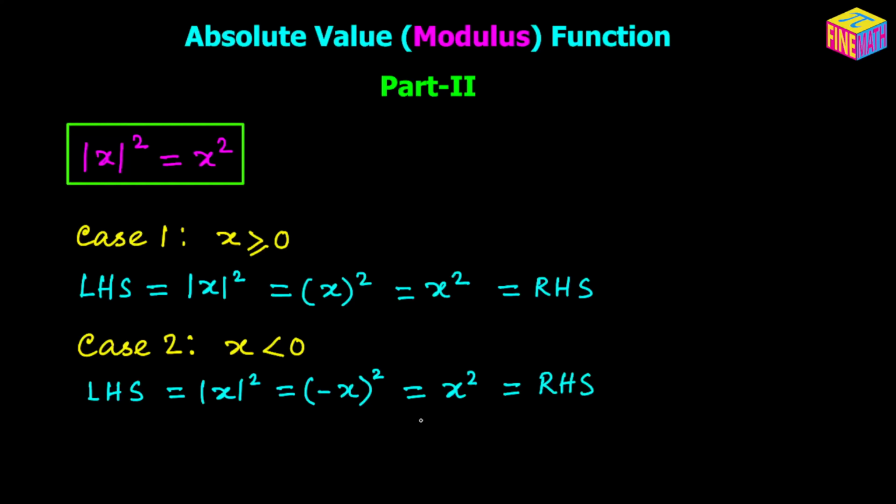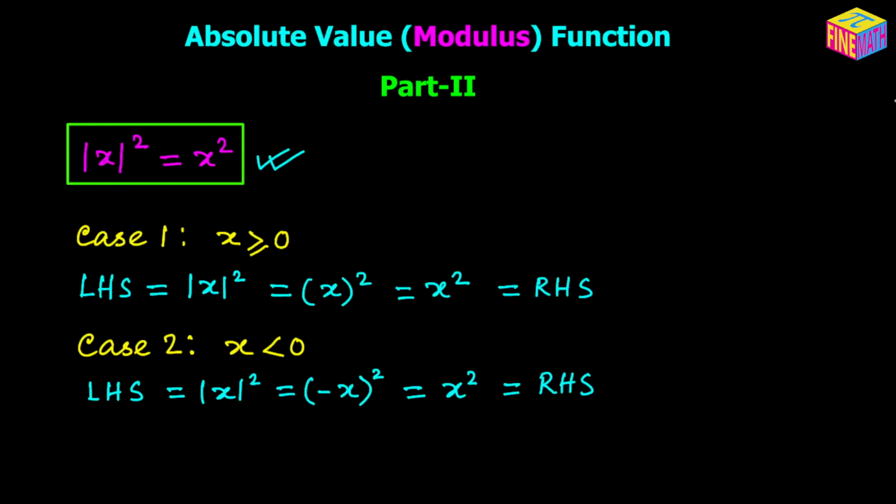So here again, we have been able to prove that the left hand side is equal to the right hand side. So for all possible values of x, we have been able to prove that the left hand side is equal to the right hand side. So this is then definitely true. I'm going to put a double tick mark here, that this property is true. We have been able to prove it.